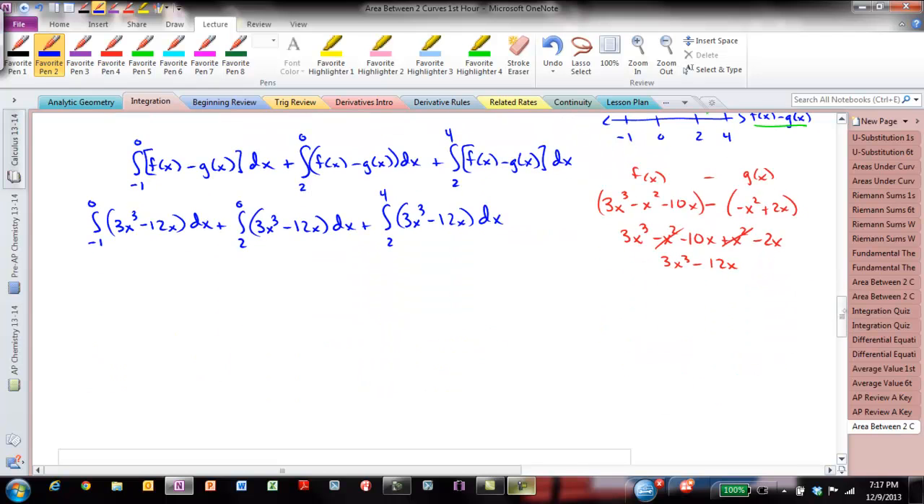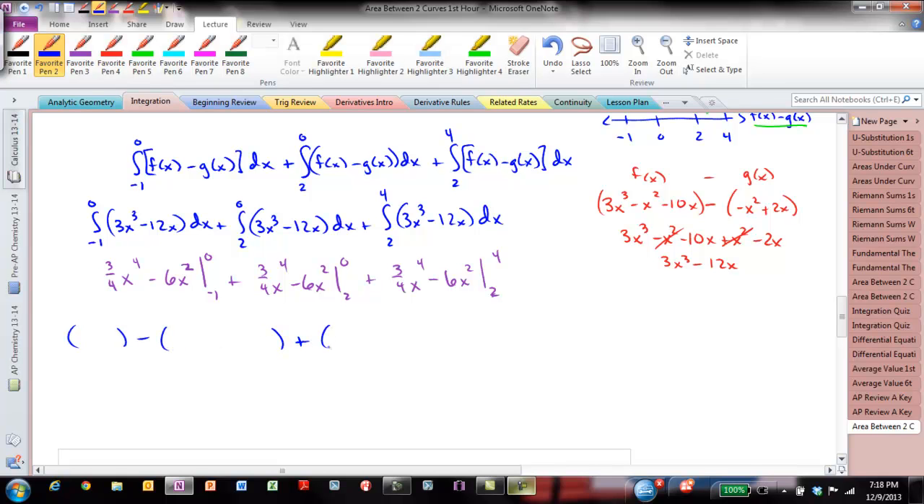Now we're going to integrate. So the antiderivative is 3 over 4 x to the fourth, minus 6x squared, going from negative 1 to 0. Then that same antiderivative for the other two. Okay, so I'm going to set up each one. Alright, so I've got my 3 different integrals set up and ready to go.